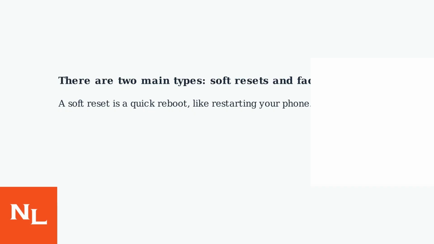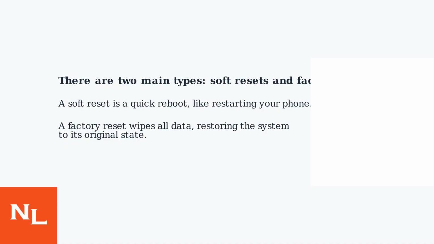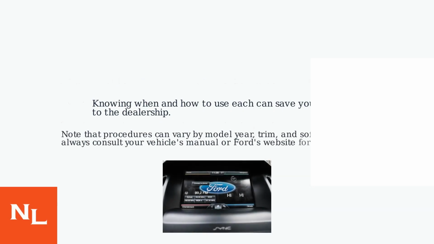A soft reset is a quick reboot, like restarting your phone. A factory reset wipes all data, restoring the system to its original state. Knowing when and how to use each can save you a trip to the dealership.